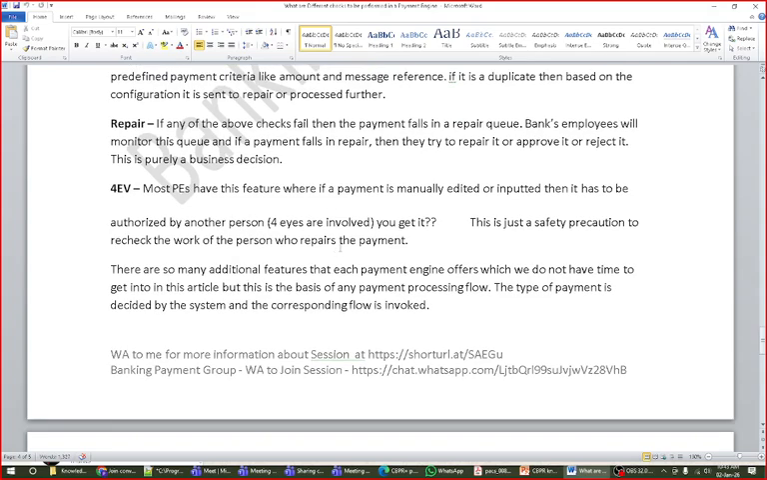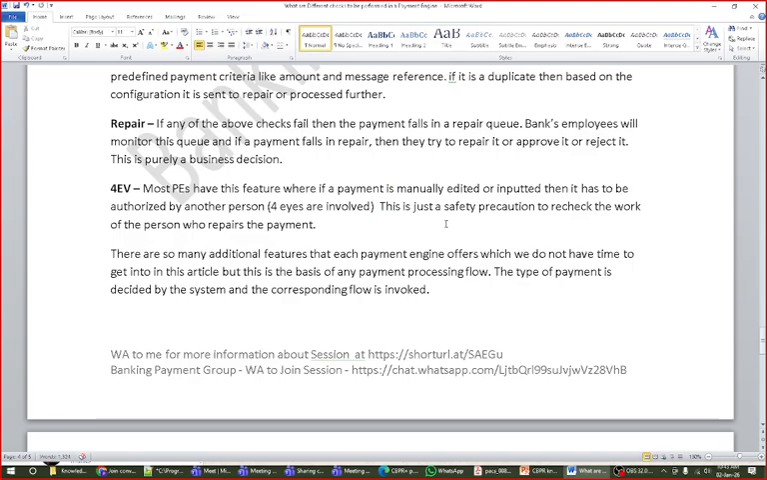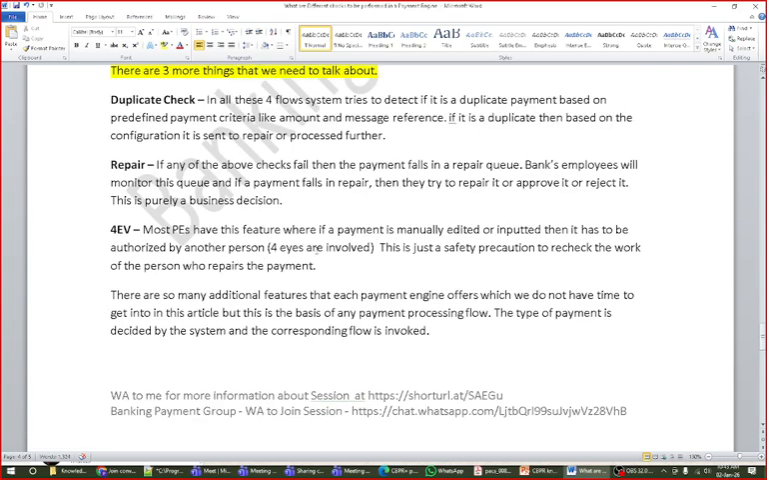Then there is a concept of 4I check as well. If somebody is approving the payment, it should go to a second approver also. So this is called 4I check, meaning two-level check: approver, superior approver, like this. Most payment engines have a feature where if a payment is manually edited or input, then it has to be authorized by another person. Four eyes are involved. You get it. This is just a precaution to check that the person who worked on the repair payment is correct or not. That's how the 4I check happens.